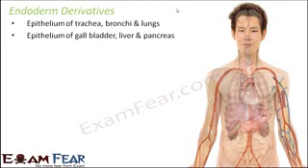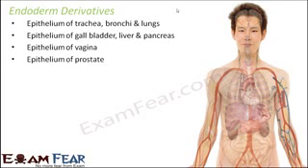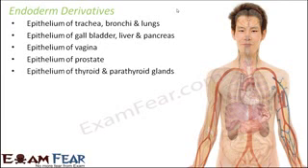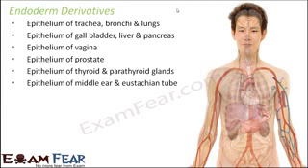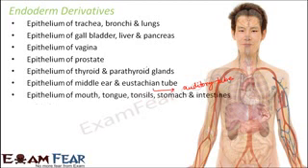Epithelium of organs like gallbladder, liver, pancreas, epithelium of vagina, epithelium of prostate, epithelium of thyroid and parathyroid glands, epithelium of middle ear and eustachian tube. What's eustachian tube? It's just another name for the auditory tube, which connects the nasal pharynx to the middle ear. Epithelium of mouth, tongue, tonsils, stomach and intestines.